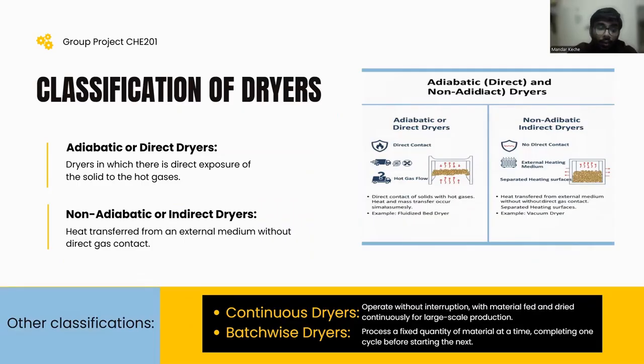Now, as we are done with what is drying and the importance of drying, let's move on to the next topic, that is classification of dryers. Dryers are classified into two parts: adiabatic or direct dryers, which are dryers in which there is direct exposure of the solid to the hot gases, while the second part is non-adiabatic or indirect dryers, in which heat is transferred from an external medium without direct gas contact. There are some other classifications as well, continuous dryers and batch-wise dryers. We will not go into them, but we have explained them in quite a detailed format down here.